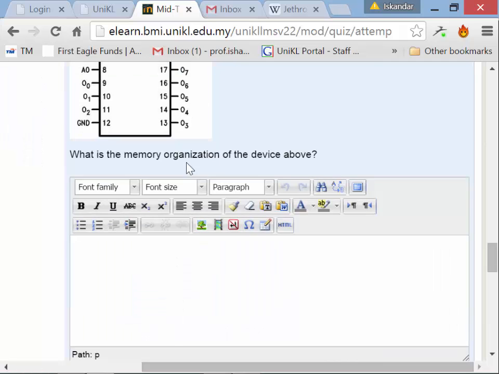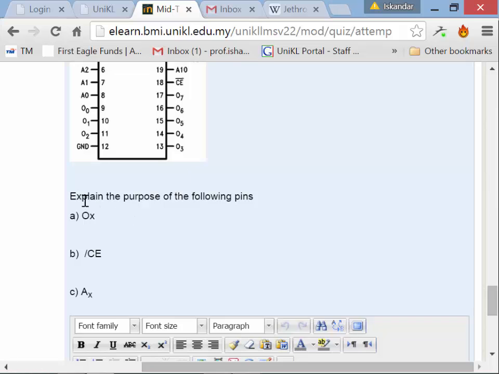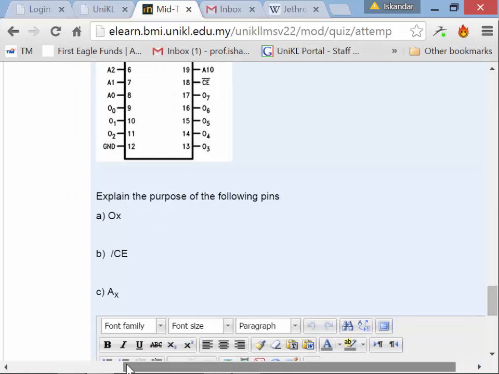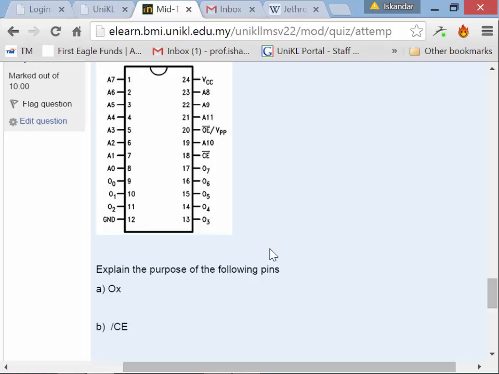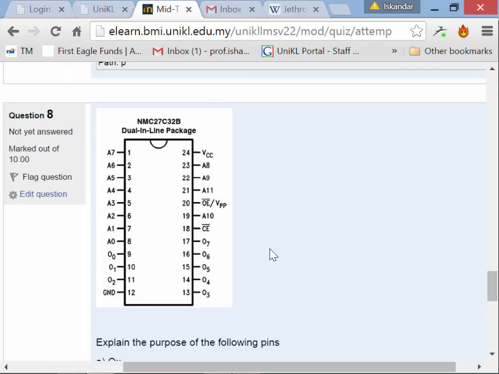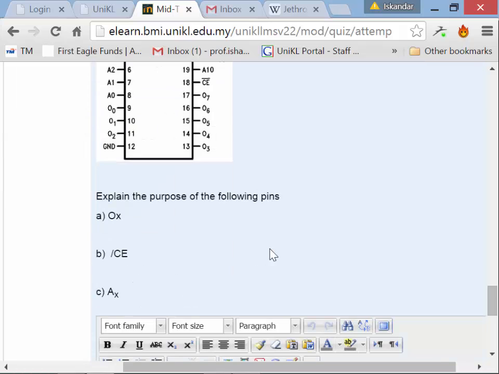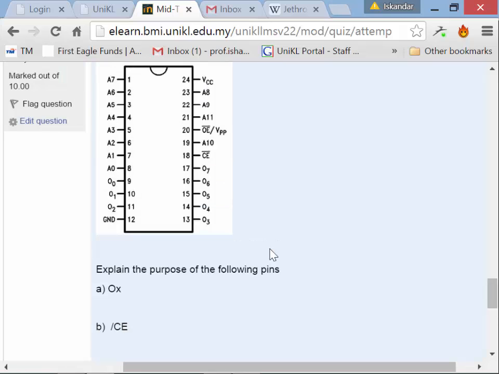All right. Explain the purpose of the following pins. Same type of question. O0 through A7. It's the same chip actually. And these are the OX. Those are the output or the data lines. That there, the CE0, that is the chip select NOT. That is taken low when this chip is selected. And the AX are the address lines right there.